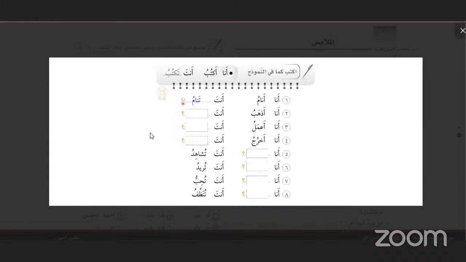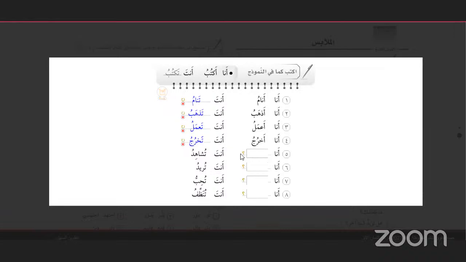Next person to raise, Ali. Read the second one. Ana Adhabu, Anta Tadhabu, you are going. Ana A'malu, Anta. Anta what? Ta'amal. Good job. Hussein Al-Khadmi, go ahead. Ana Akhruju. Anta Takhruju. Nabiha, go ahead.